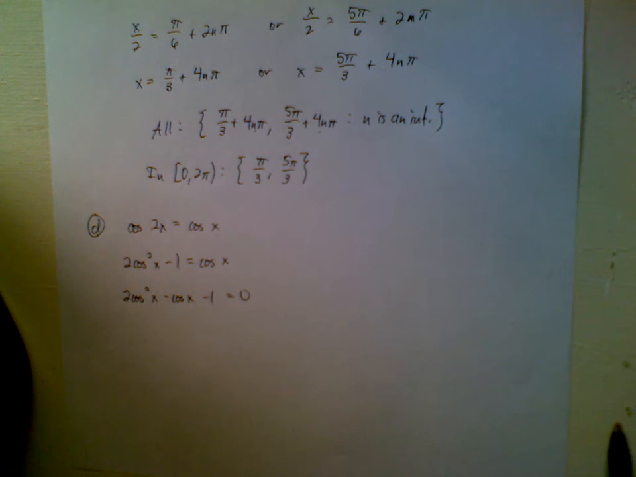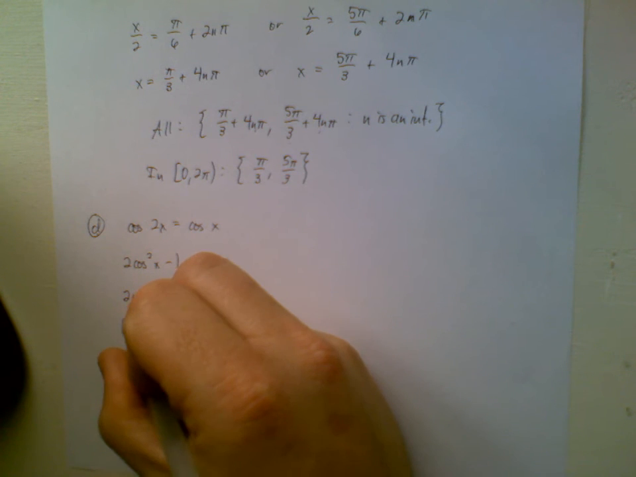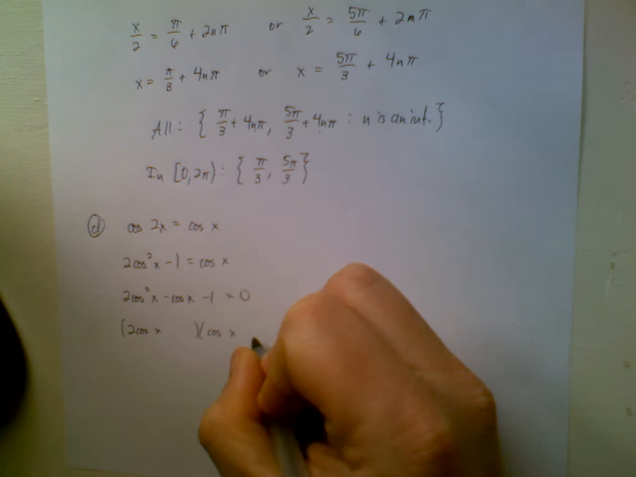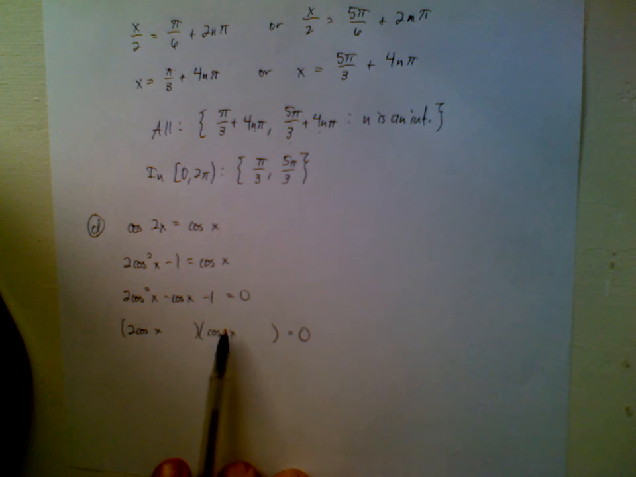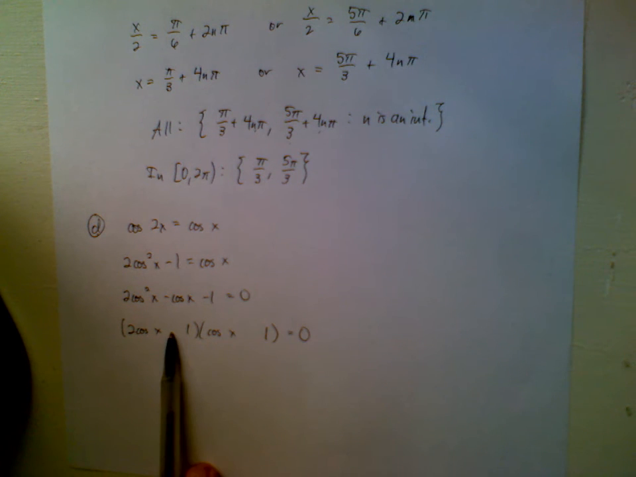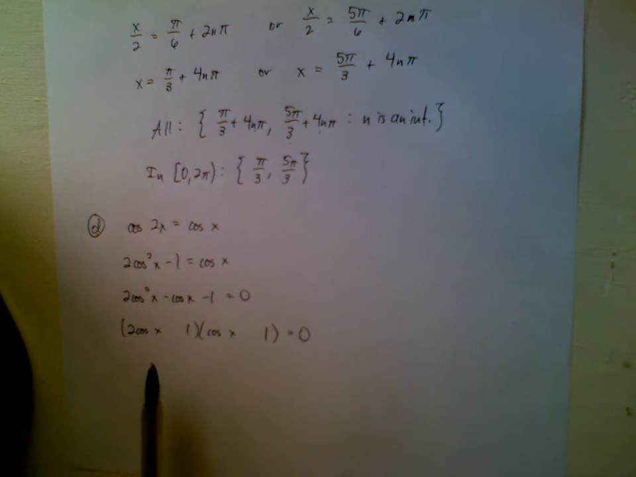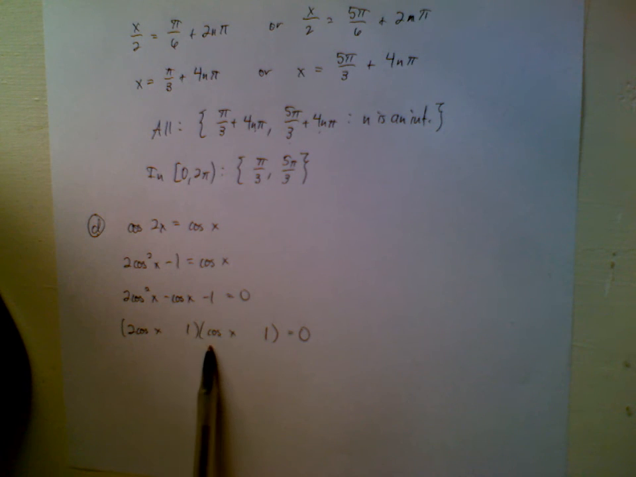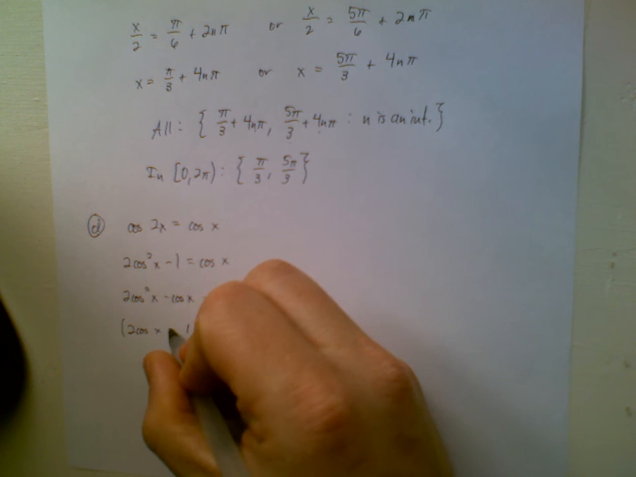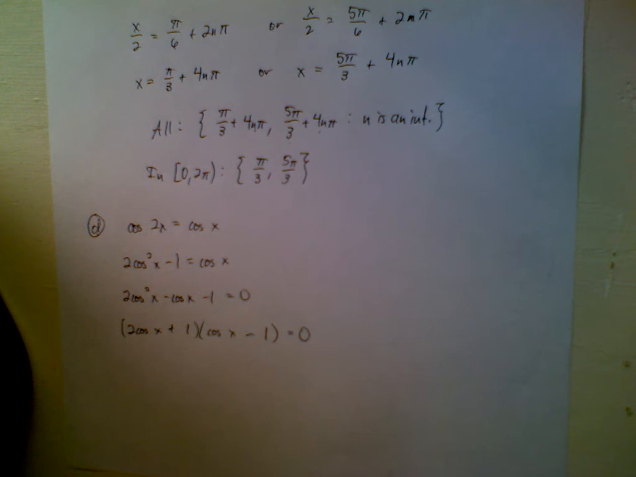Okay, I'm going to try to factor this thing. To get 2 cosine squared, I should have 2 cosine in one of the groups and cosine in the other group. Then to get a -1, I have to have a 1 in both of these places, and I need a positive somewhere and a negative somewhere. If I put the positive here and the negative there, I get a -2 cosine x and a +1 cosine x. Those combine to give me a negative cosine x, just like I want. So I think that's the correct factorization.